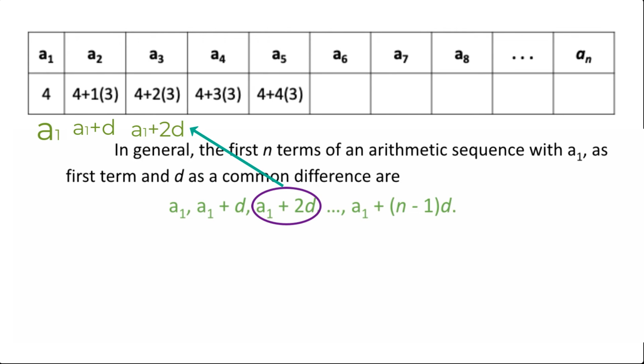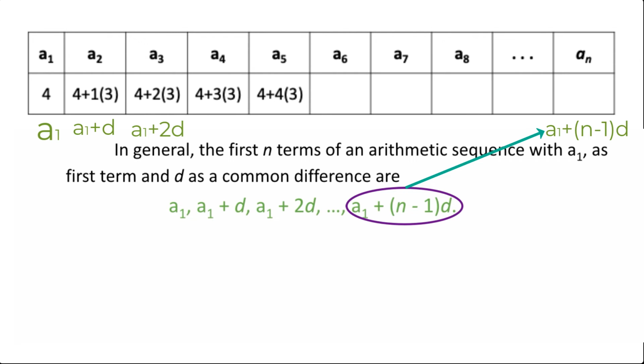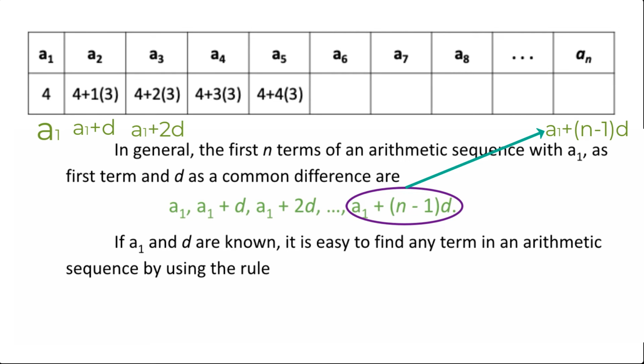Why 2d? Because every time we move to the next term, we add another d, or the common difference that we have. The next term, it will be 3d, and so on. And whatever term will end, it will be written as a sub 1 plus the product of n minus 1 times d. If a sub 1 and d are known, it is easy to find any term in an arithmetic sequence by using the rule a sub n equals a sub 1 plus the product of n minus 1 times d. So by using this rule, it would be easier for us to find the nth term.